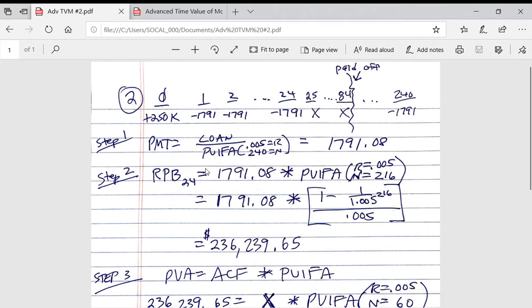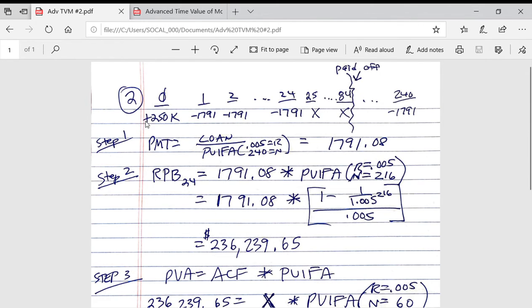As you well know, the payment for a fully amortized fixed rate level payment loan is the loan amount divided by the appropriate PVIFA. Here the opportunity rate of return monthly is 0.06 divided by 12, or 0.005, 0.5% per month. And N is the number of payments, 240. That's 20 years times 12 payments a year. And when you do the algebra, you get 1791.08.